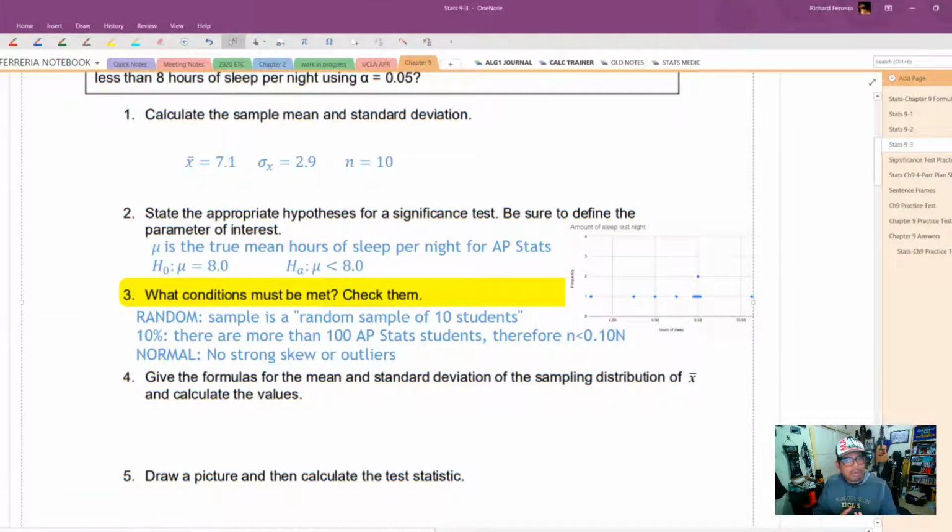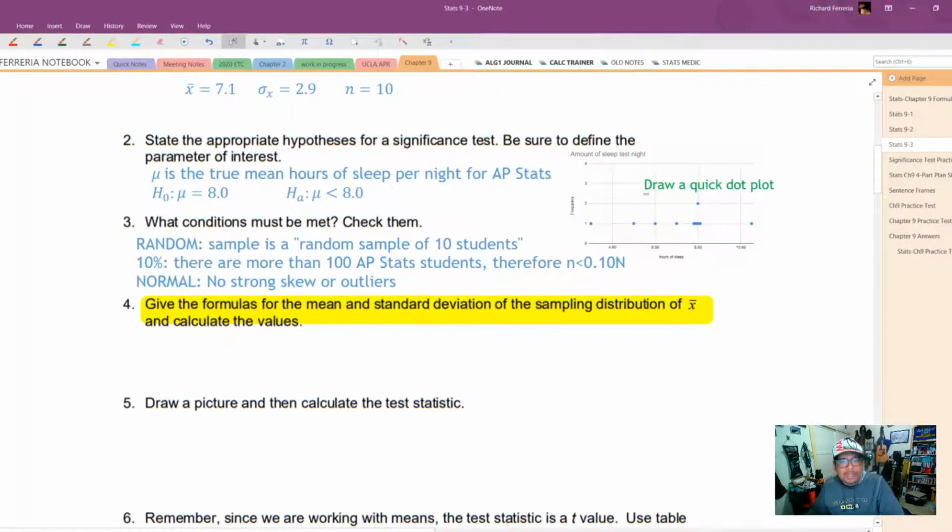When we copy that over to our worksheet, we can say definitely no strong skew, no outliers. So we are okay to proceed with this hypothesis test. Remember, a little bit of skew is okay. Skew is fine because the T procedure is, quote unquote, robust.